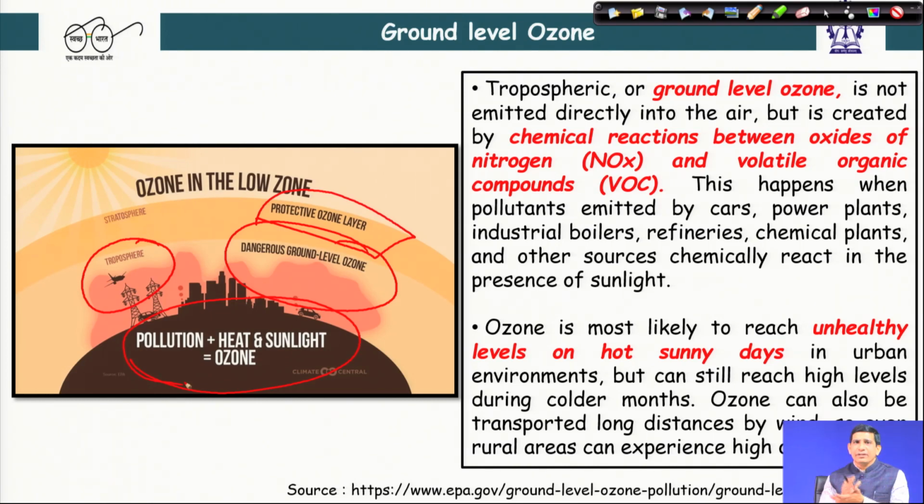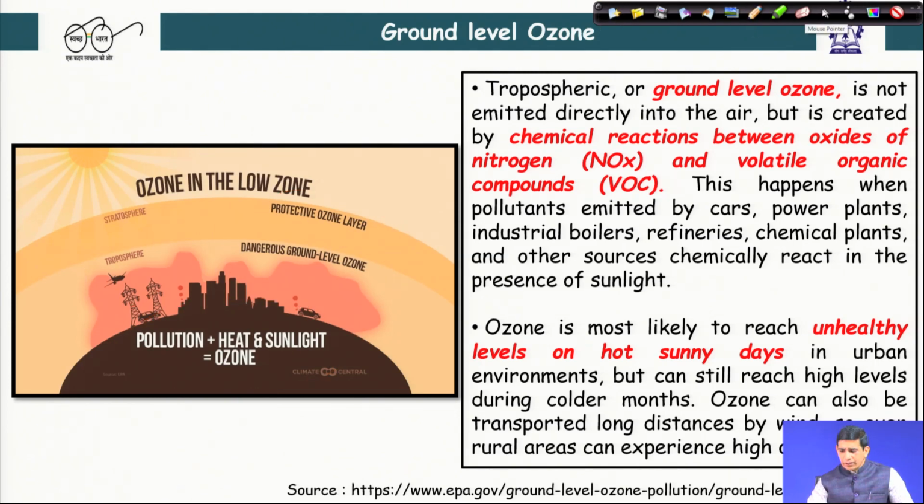This happens when pollutants emitted by cars, power plants, industrial boilers, refineries, chemical plants, and other sources react in the presence of sunlight. Ozone is most likely to reach unhealthy levels on hot sunny days in urban environments, but can also reach high levels during the winter months. It can also be transported long distances from the urban area to the rural area, so in rural areas we can also experience high concentrations. That's the reason for worry in terms of the ground level ozone.